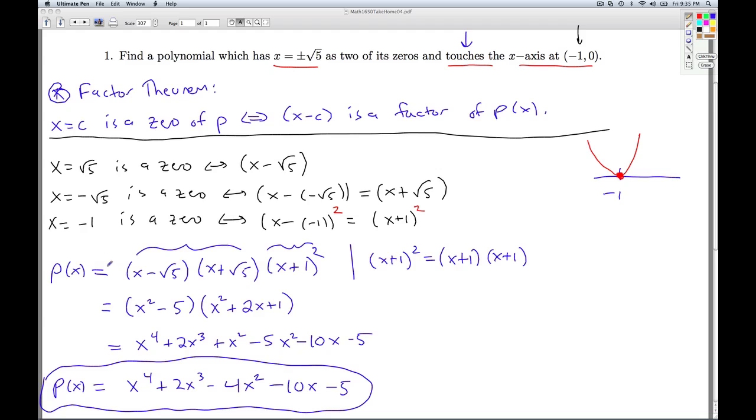You could take your polynomial and multiply it by 6. It would still fit the bill. You can take your polynomial and multiply it by the quantity x squared plus 4, and it would still fit the bill. Okay, so there are many answers to this.